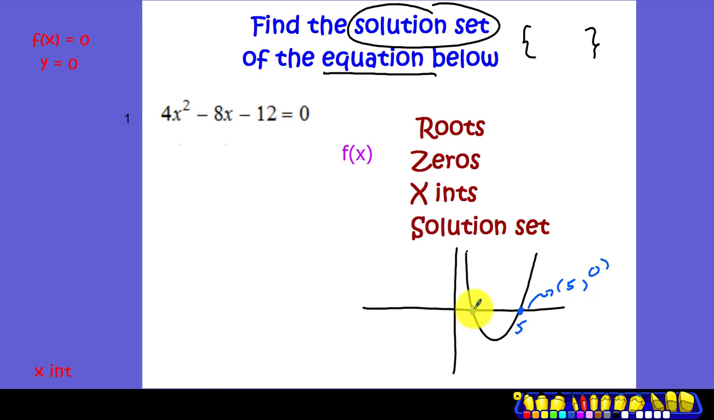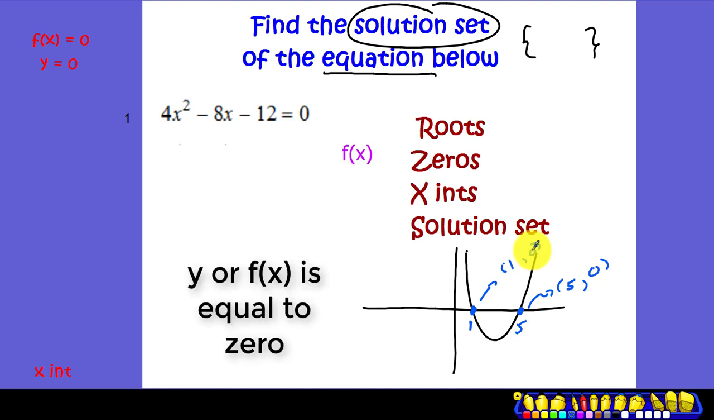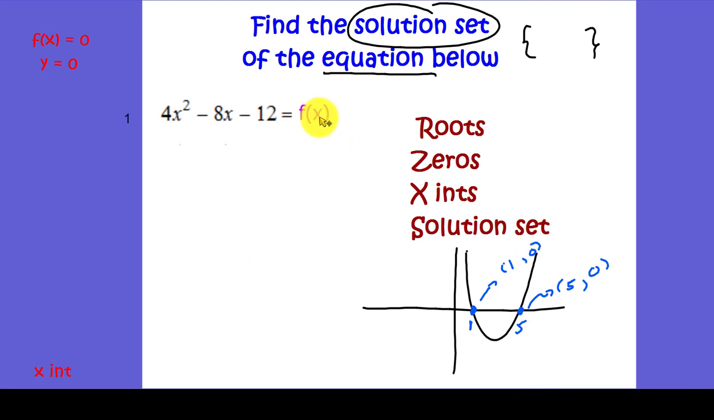Now let's say this one is 1. What is this point? (1, 0). All right. If you notice, the y value is always equal to 0. So that's why when they ask you to find the roots, the zeros, the x-intercepts, or the solution set, it's actually the same process. It means that you want your y equal to 0. So here, if they gave you, let's say, f(x) = 4x² - 8x - 12, it means that this f(x) is your y.